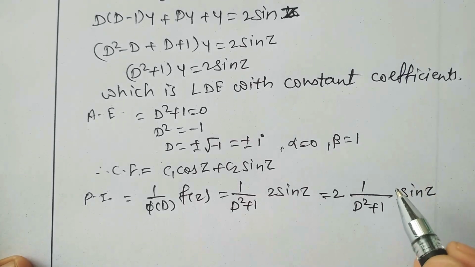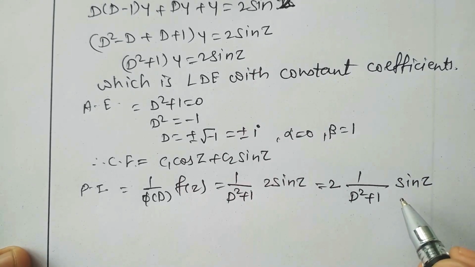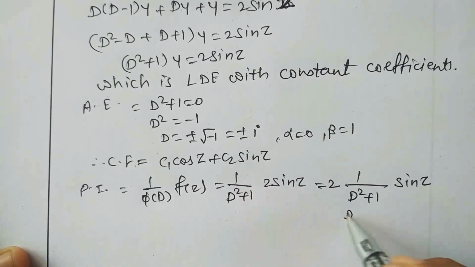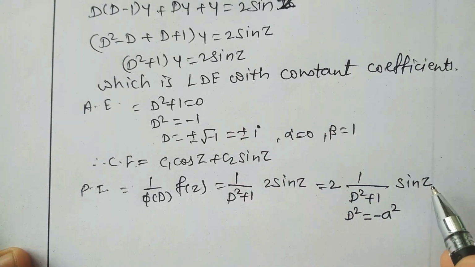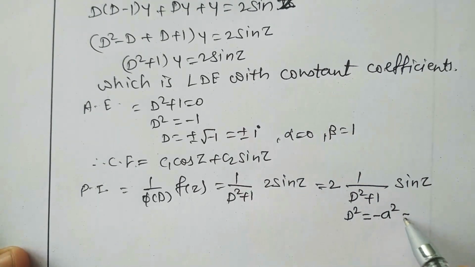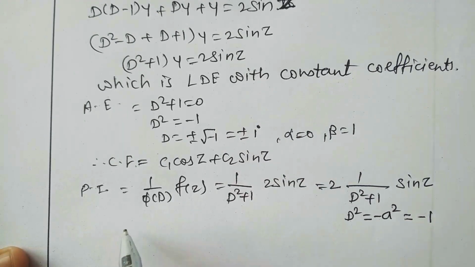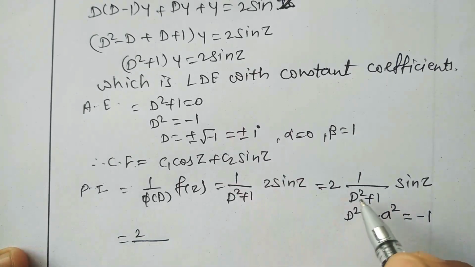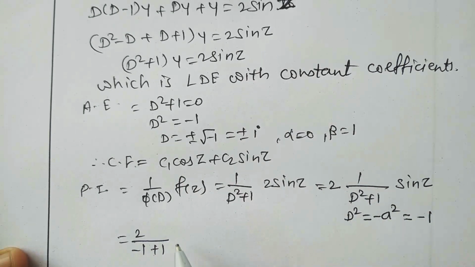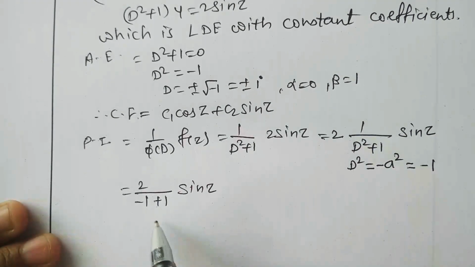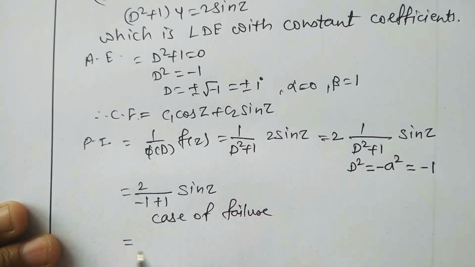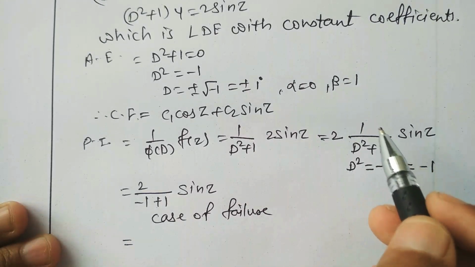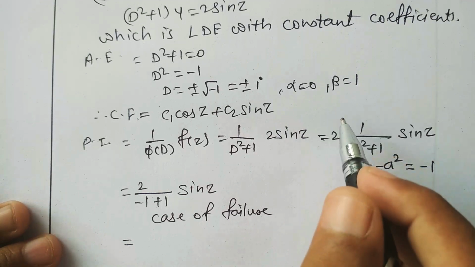Again f of z is a function of sine, so we can use the shortcut method for the sine function. We know that for the sine function, the shortcut method is D² is replaced by -a². What is the value of a here? The coefficient of z is 1, so a is 1, so we replace D² by -1. So you will get 2 upon -1+1 into sin z. Here -1+1 gives 0 in the denominator, that means a case of failure.